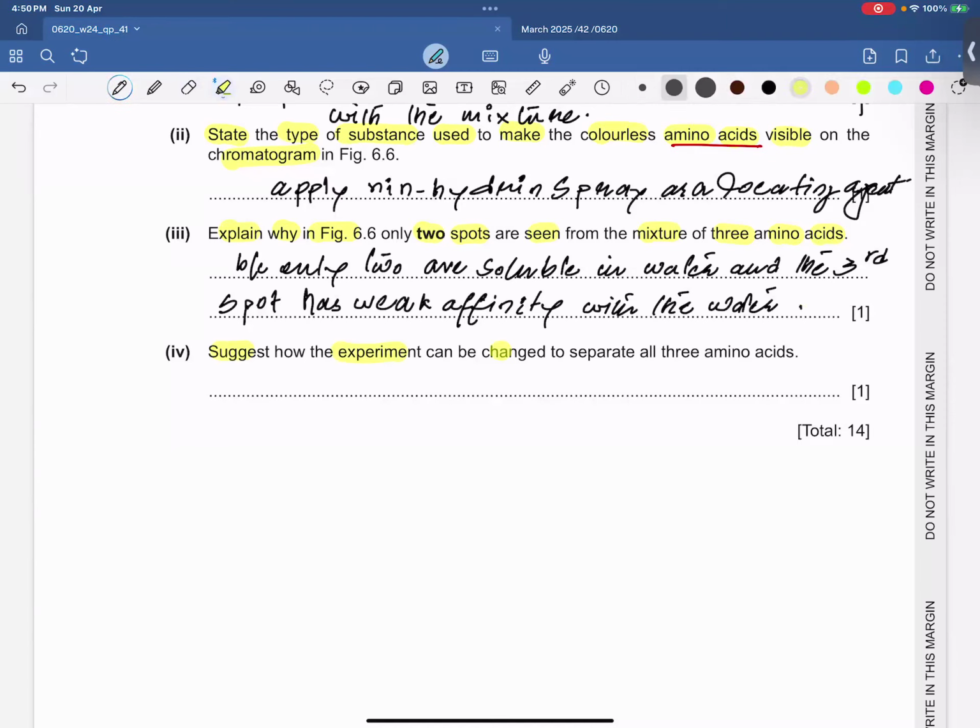Suggest how the experiment can be changed to separate all three amino acids. Use another solvent. And repeat the experiment.